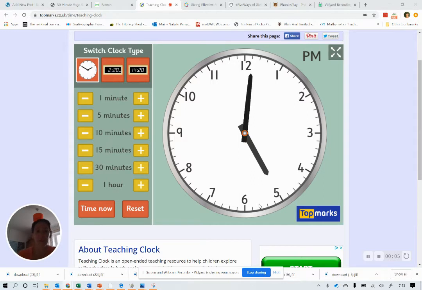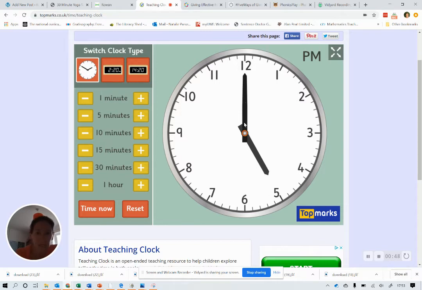So I thought today we'll have a little look at looking at time in even smaller segments than quarters. Today we're going to have a little look at how many minutes each of the numbers on the clock represent. Okay, so when it's o'clock, the minute hand is at the top, and the small hand, the hour hand, is pointing to the 5. So it's 5 o'clock. When the hour hand is pointing to a number, that's the hour it is.